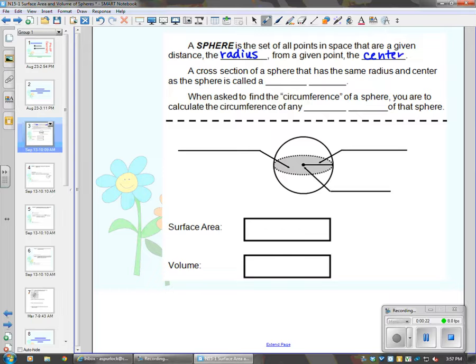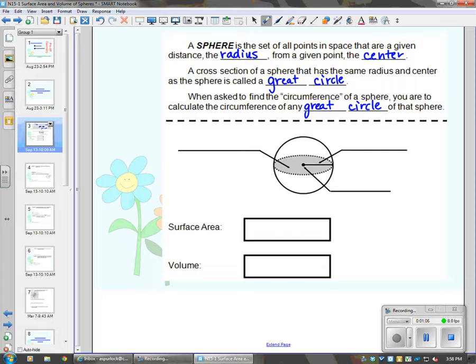A cross-section of a sphere that has the same radius and center as the sphere is called a great circle. What you need to keep in mind is that a great circle is always going to go through the center of the sphere. So there are actually multiple great circles on a sphere, but each has to go through the center. Since the great circle has to go through the center of the sphere, the sphere and the great circle have the same radius. So when asked to find the circumference of a sphere, you just calculate the circumference of any given great circle, because it's going to be the same value.